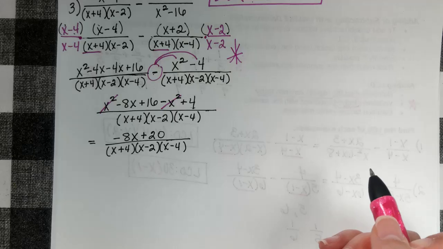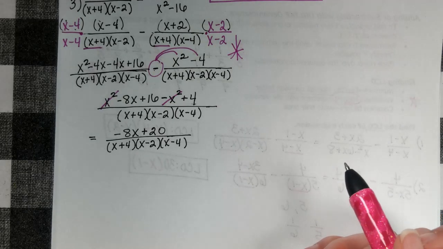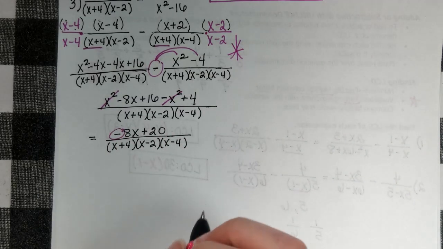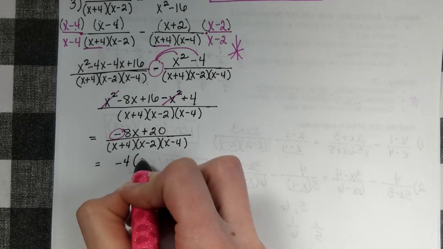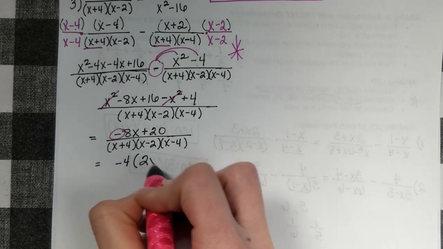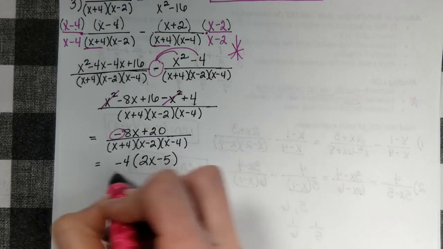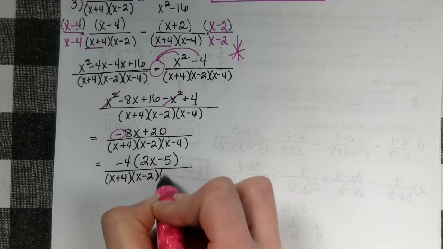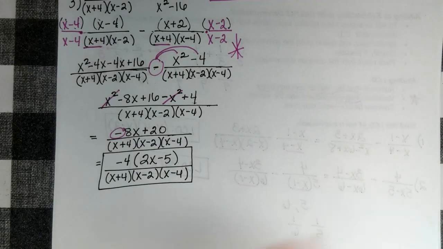Okay, can I do anything with that? What can I take out? A 4. Okay, notice you have a leading negative also, so I can take out a negative 4. So that would leave me, if I take out a negative 4, I have what? What's negative 8 divided by negative 4? So I have a 2x. What's 20 divided by negative 4? Negative 5. All over that x plus 4 times x minus 2 times x minus 4. I can't cancel anything out, so that's my answer.